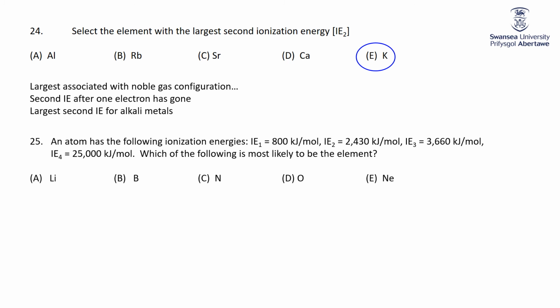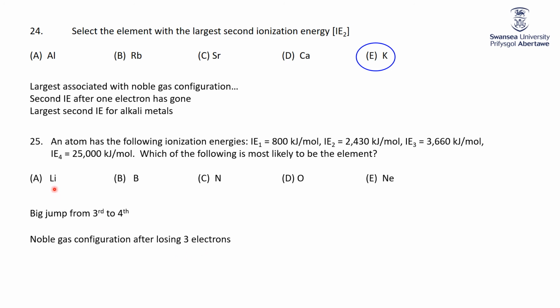And now, same kind of idea. An atom has the following ionization energies: 800, 2,500, 3,500, 25,000. So we see a massive jump from the third to the fourth. In other words, after we've removed 3, that means now we have the noble gas configuration. So trying to remove a fourth one is breaking it from the noble gas configuration, much tougher. So we want something that when it loses 3 electrons is a noble gas configuration.